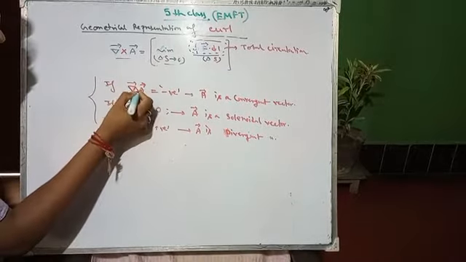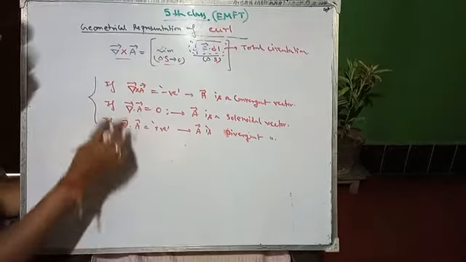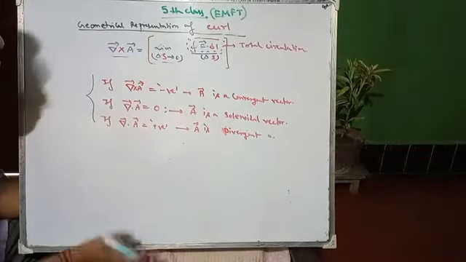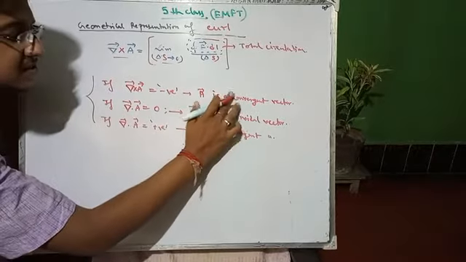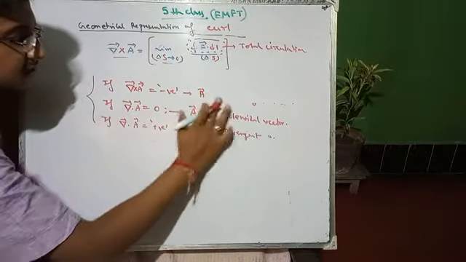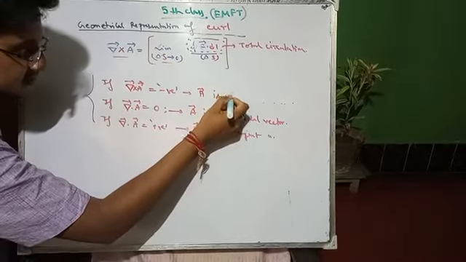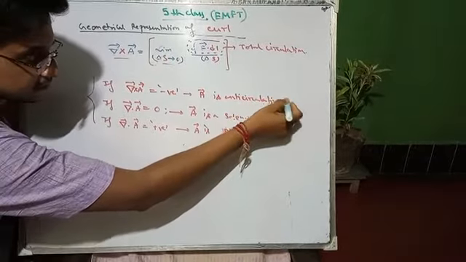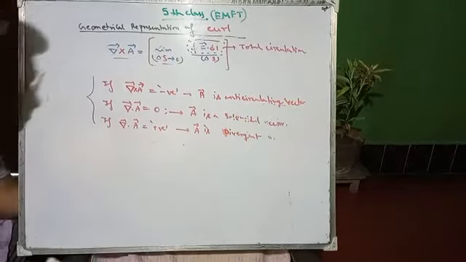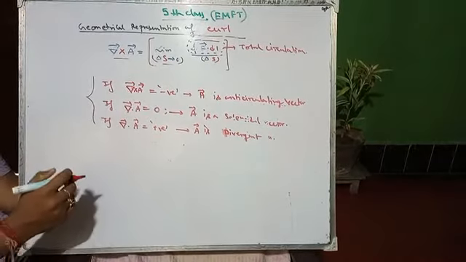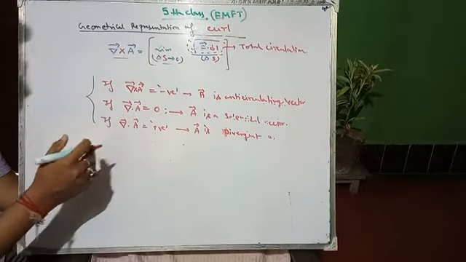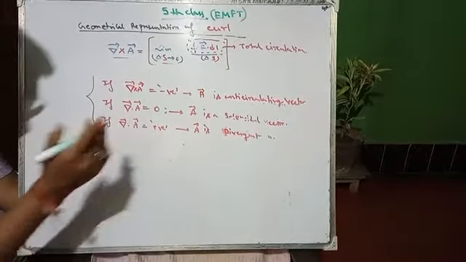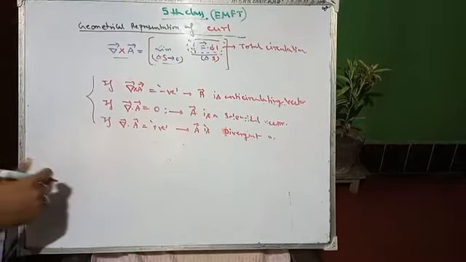Similarly, if curl of A is negative, it means negative circulation, that is, vector A is an anti-circulating vector. An anti-circulating vector means if the cause shows a circulation in the positive direction, then the result will be in the negative direction. This is the anti-circulating vector.